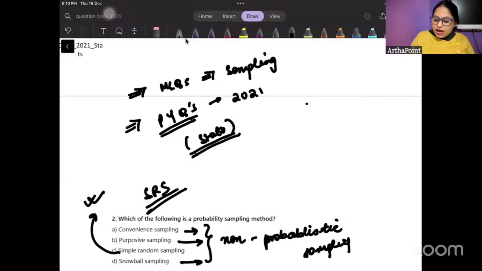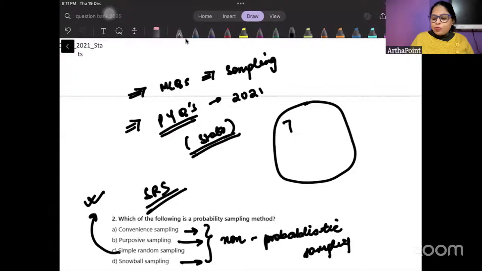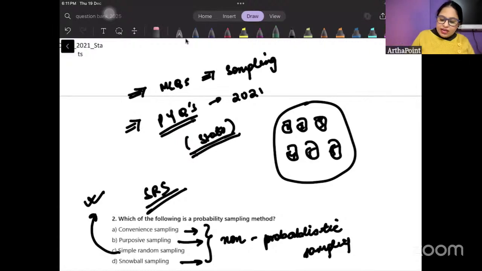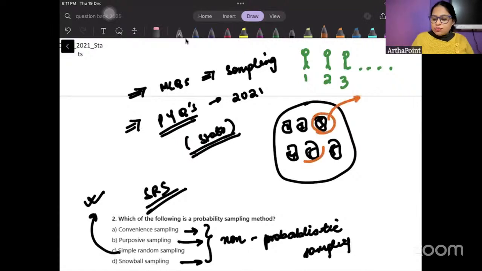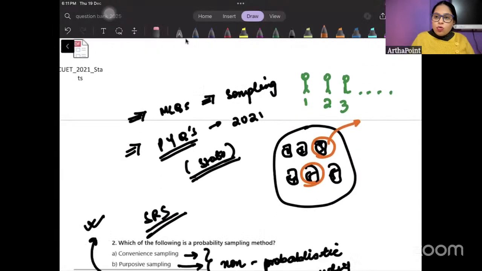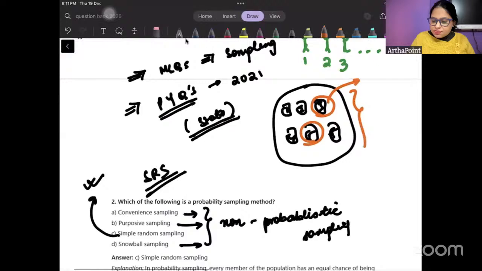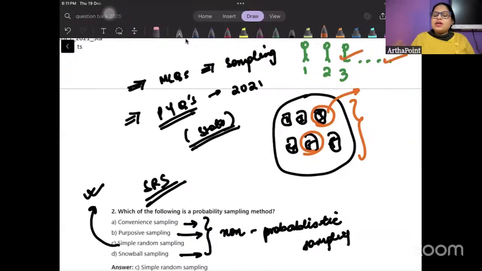So it's like this. Suppose in a bag I put some numbers, number 1, number 2, number 3, number 4, number 5, as chits, and to each individual I give some number. Suppose I pick chit number 3 and chit number 5, right? Those individuals will be selected. So it is completely random in nature.